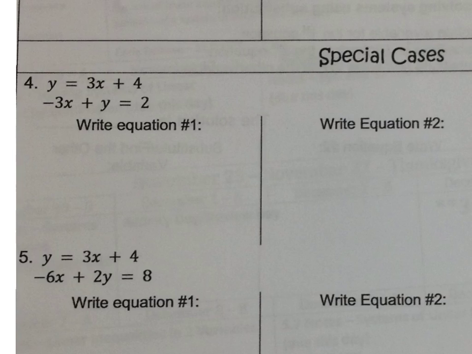Remember, we are focusing on solving by substitution today, so we want to find an equation that has a variable by itself. Well, it just so happens that our first equation has a variable that is by itself, and that's the y. So let's write the y equals 3x plus 4 for our first equation, and the negative 3x plus y equals 2 as our second equation.